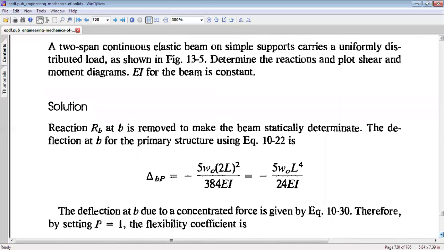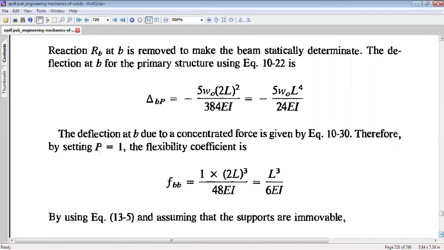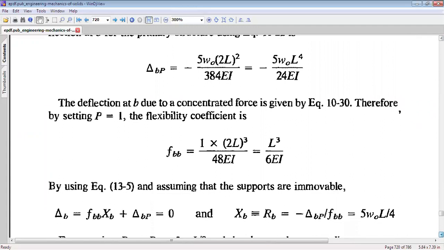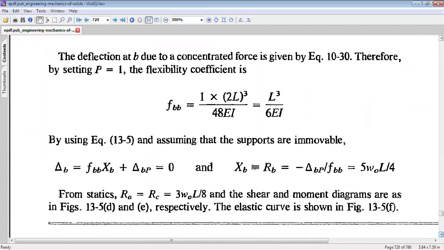So delta BP can be found out as equal to minus 5 w naught L4 divided by 24EI, and fBB can be found out as L cube by 6EI. And then, since the supports are immovable, delta B has to be equal to 0. That means fBB XB plus delta BP equal to 0, and that gives us the reaction XB equal to 5 w naught capital L divided by 4.